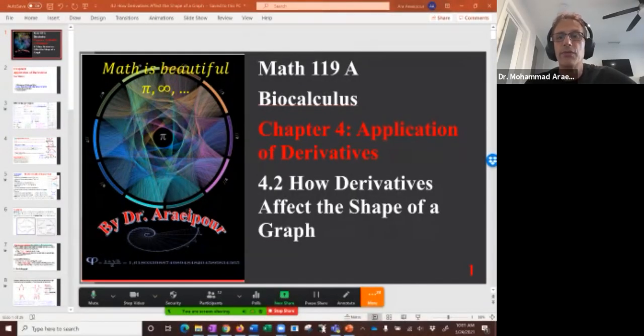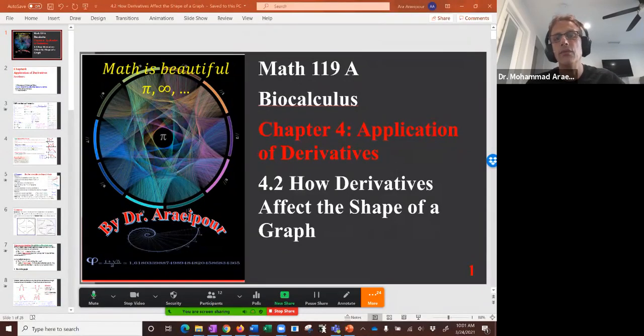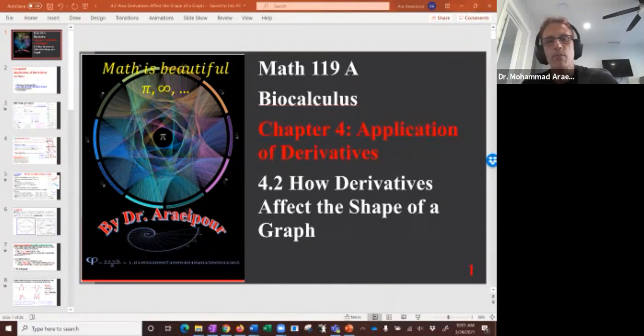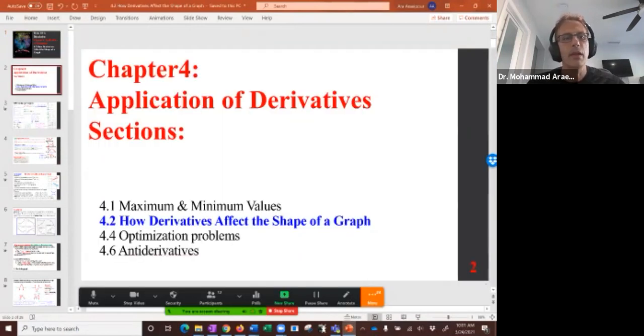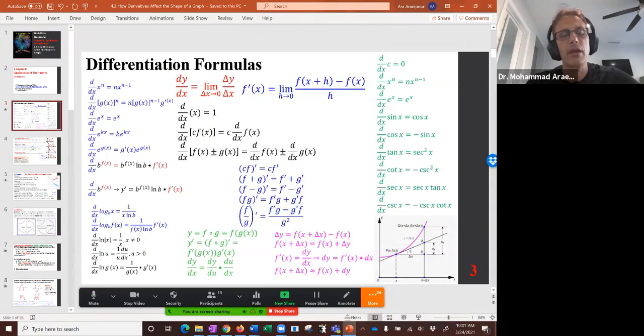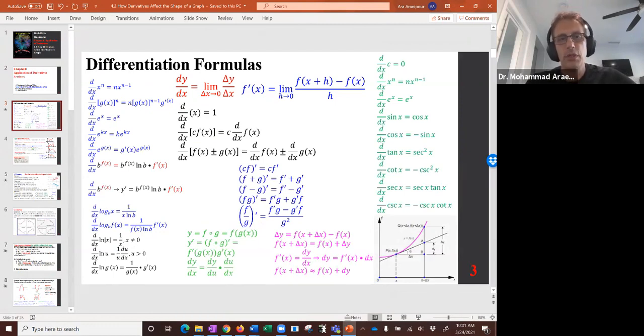We are looking at Chapter 4, Application of Derivatives. Section 4.2, How Derivatives Affect the Shape of a Graph. We covered the first section, maximum and minimum values. Differentiation formulas. Hopefully we are very comfortable with those.